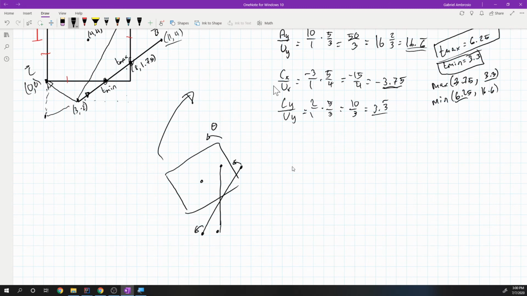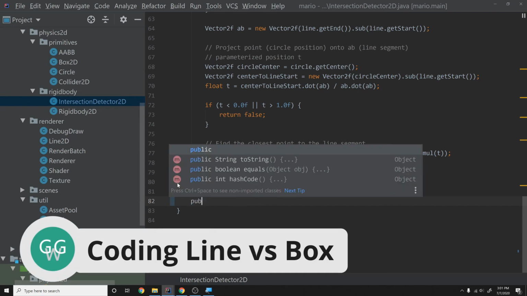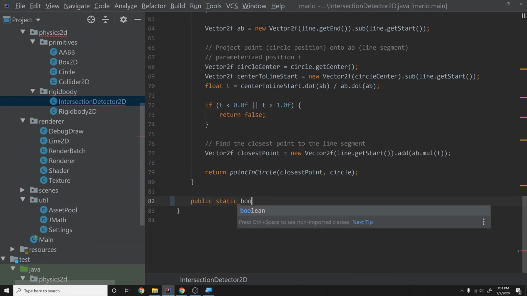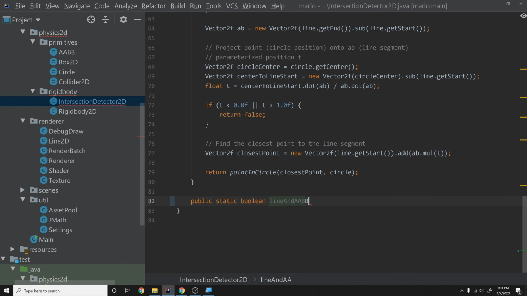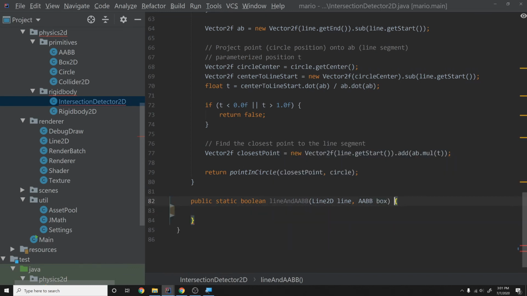Okay, now let's code those two equations real quick. Actually, coding this is way simpler than that whole explanation. It's super hard to explain exactly how the math works, but you need to know it, so we went over it. Okay, so we're going to create a function. We're going to call this lineAndAABB. We'll say this takes in a Line2D and an AABB. We'll call this box. And I'm going to get rid of that P.